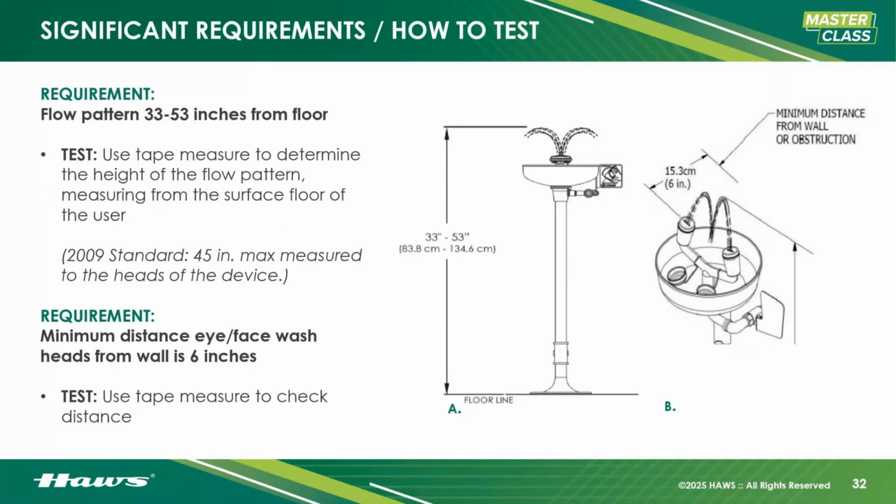Now the flow pattern for that eye wash or eye face wash has to be between 33 and 53 inches from the floor. That's the top of the flow pattern, not the heads of the device. That doesn't matter, right?